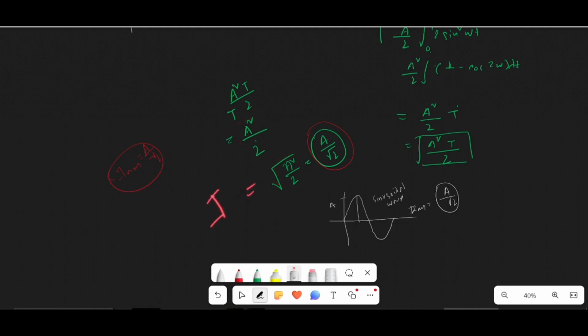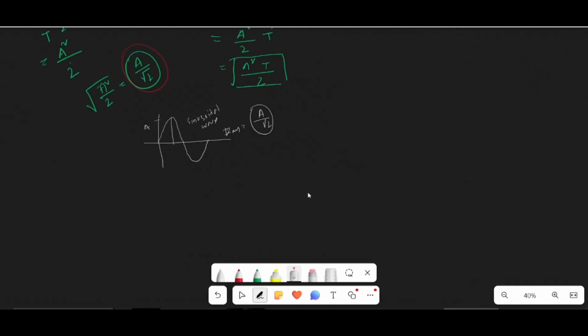So if we know the maximum amplitude of a sinusoidal curve, then we can easily calculate the RMS value with this equation, A divided by root 2. If we know a sinusoidal curve like this, and the maximum amplitude is A, then the RMS value will be A divided by root 2. Let's say I is a sine wave, A sine omega t. Then what will the RMS be? I RMS will be A divided by root 2.